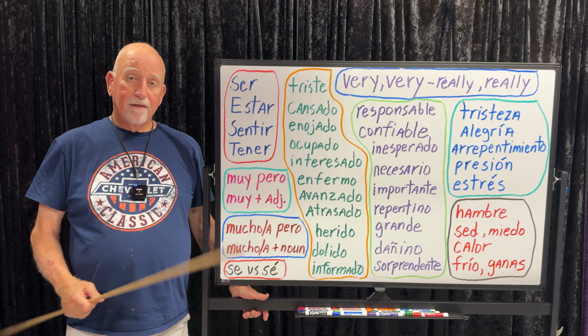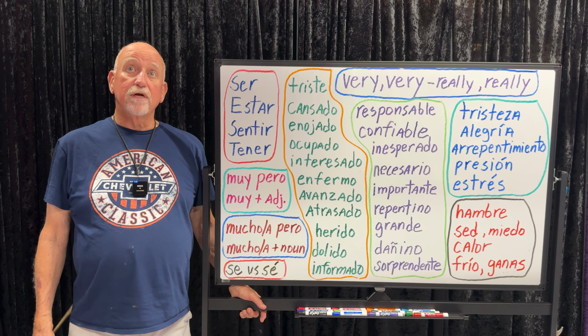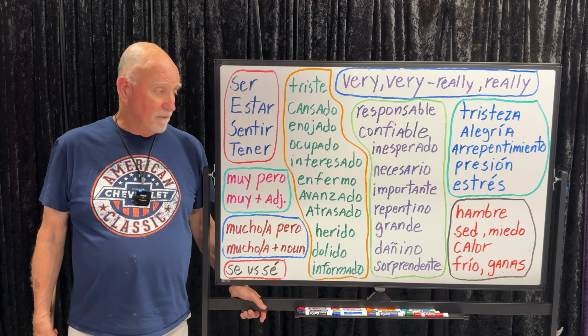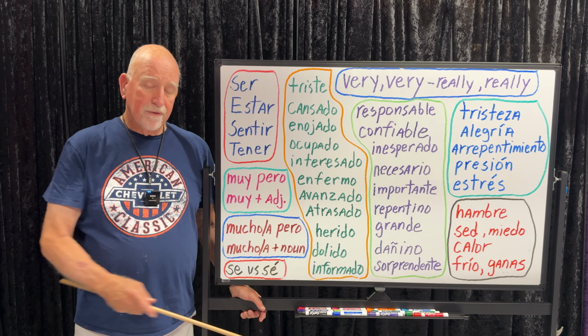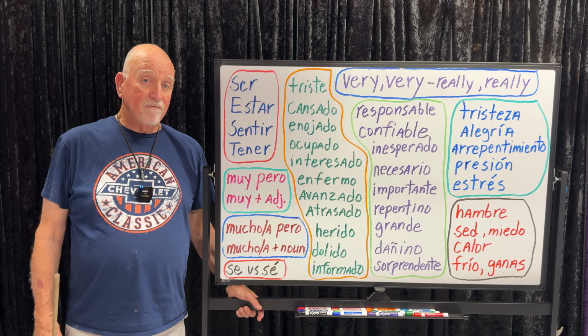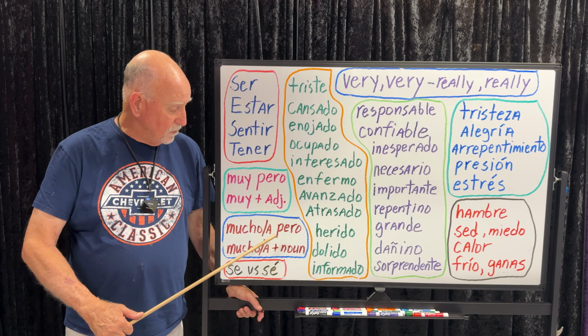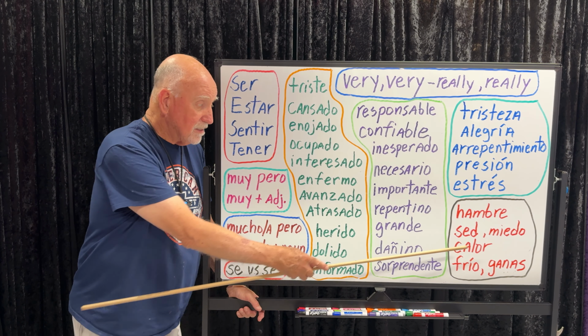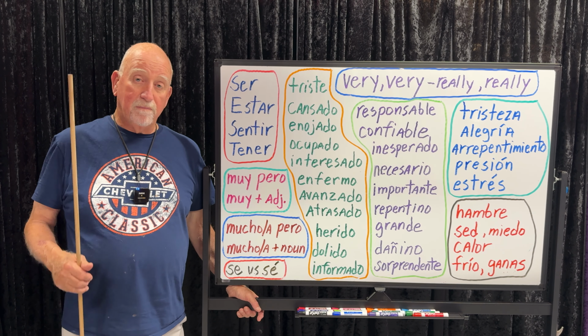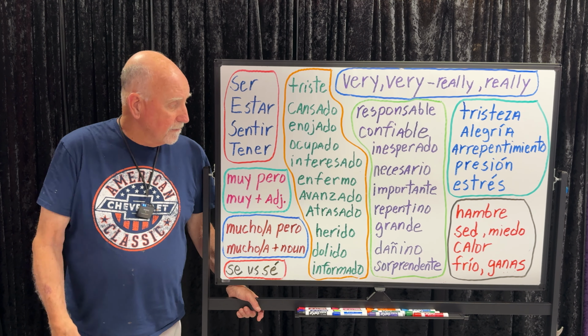Sed. I'm dying of thirst. I'm really dying of thirst. Tengo mucha, pero mucha sed. Miedo. We are really, really scared. Literally, we have much, much fear. That's why we have to use mucho or mucha, because these are nouns. Tenemos mucho, pero mucho miedo.